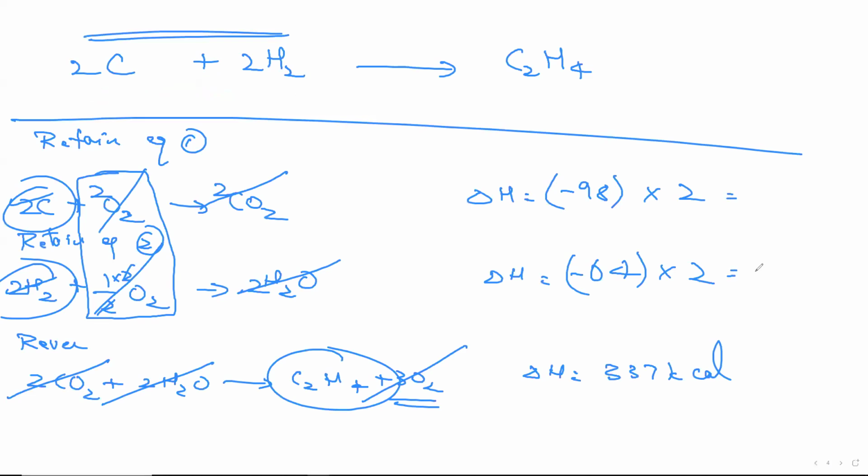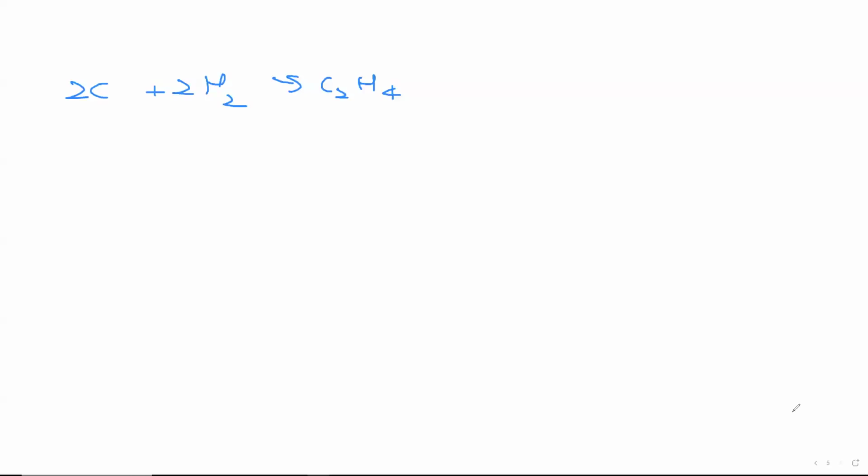Minus 98 into 2 you should do, and this is plus. Minus 98 into 2, use your calculators, please. It becomes minus 196. Then 64 into 2 is 128, minus 128. This as it is. So 196, add 128, you'll get some answer. Subtract that with 337. You'll get the answer as 13. In this case, the answer is plus 13. Therefore, delta H for the equation is equal to plus 13, careful, kilocal.